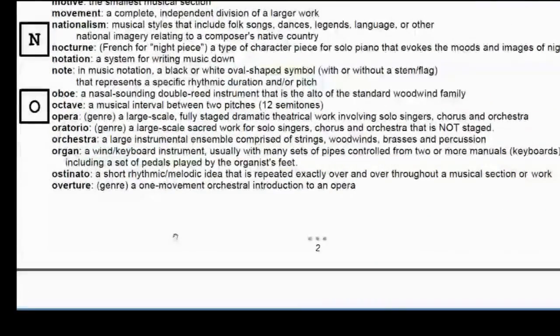The overture is a genre, a one-movement orchestral introduction to an opera. So it's like the very first thing. If you go to an opera house to listen to an opera, this is the very first thing which you will hear. It's played by the orchestra. There is no singing during this part.